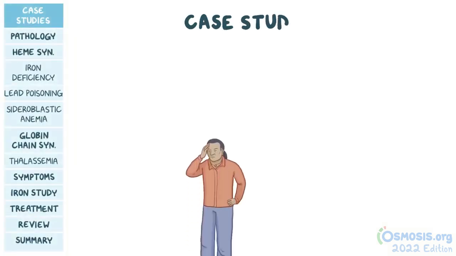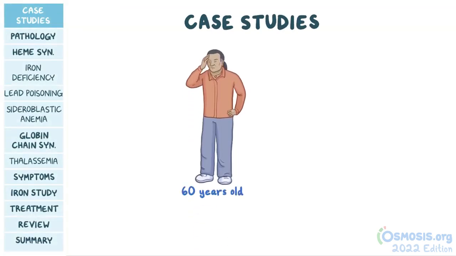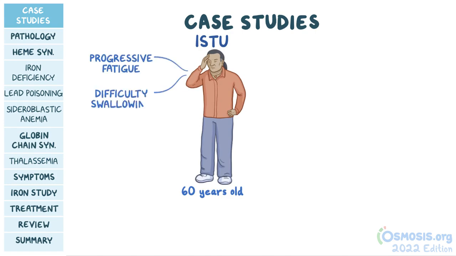At the Family Medicine Center, there is a 60-year-old Indigenous American named Istu who came to visit the doctor because of his progressive fatigue and difficulty in swallowing.